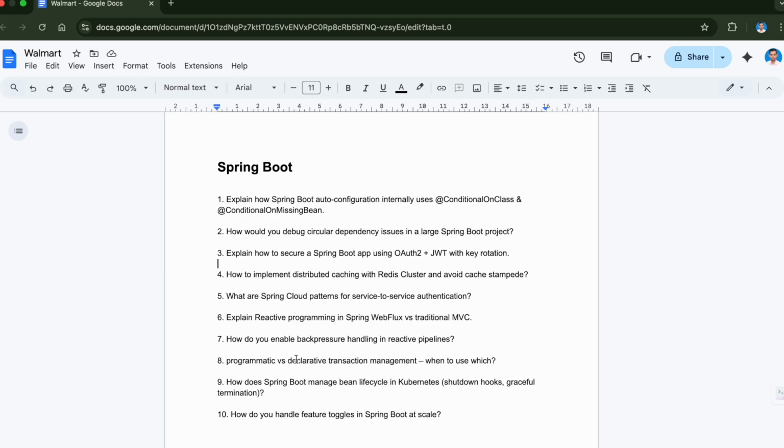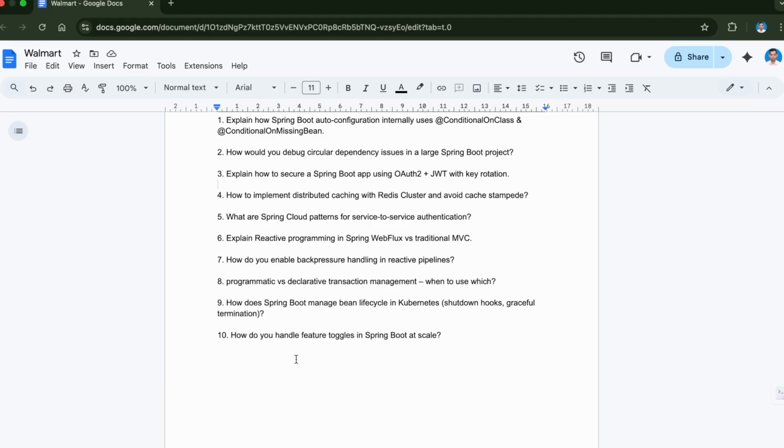Question number fifth is, what are the Spring Cloud patterns for service to service authentication? Question number sixth is, explain reactive programming in Spring WebFlux versus traditional MVC. So how do you enable back pressure handling in reactive pipelines? So this is the seventh question.